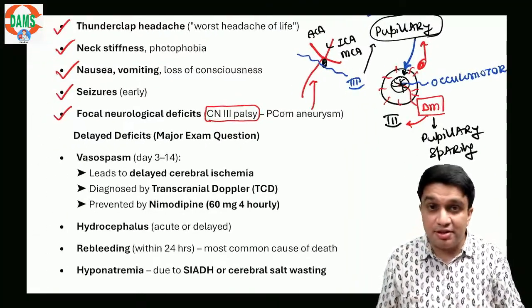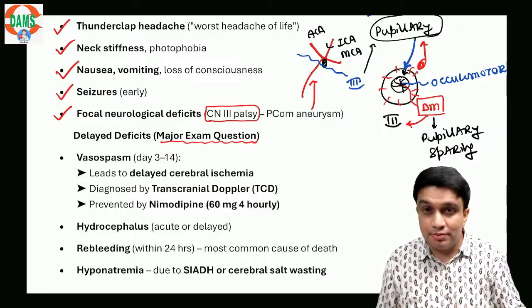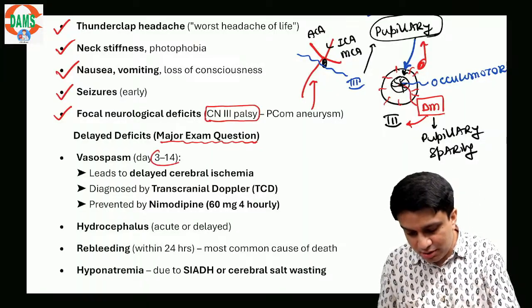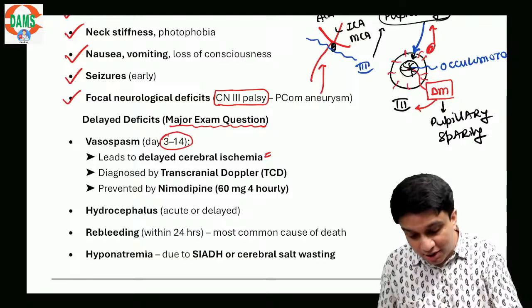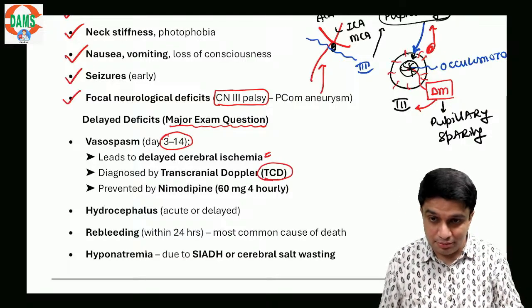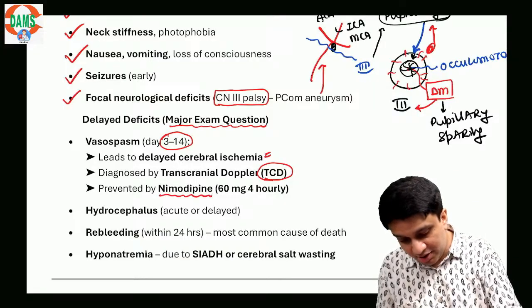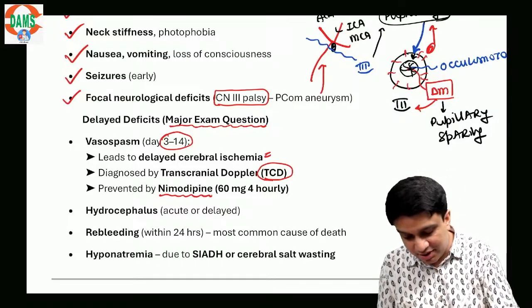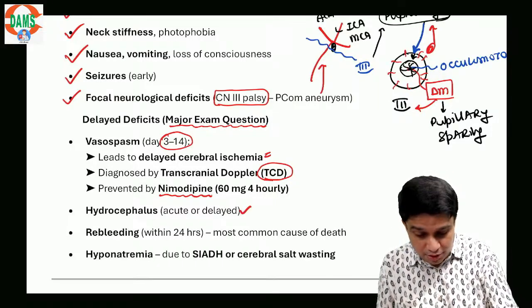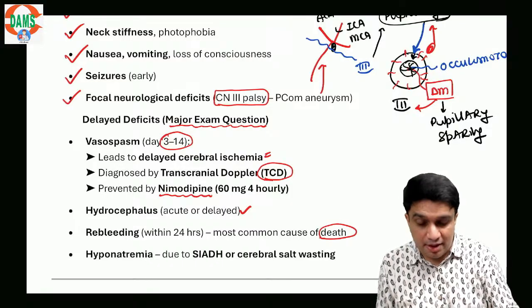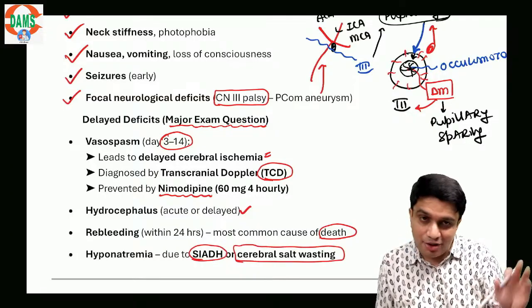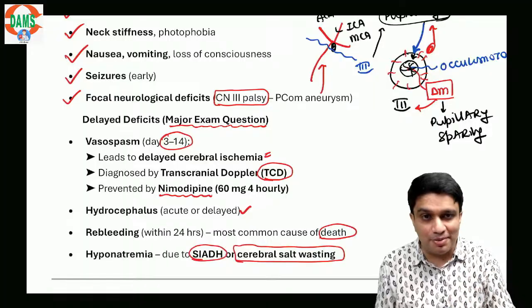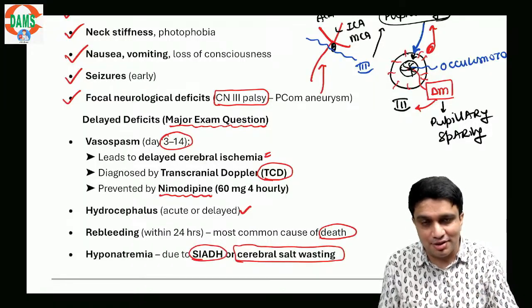Now delayed deficit is a major exam question. Vasospasm happens within 3 to 14 days, leading to delayed cerebral ischemia. Diagnosed by what? Transcranial Doppler. Nimodipine is a drug that you can give to the patient. Hydrocephalus occurs, rebleeding occurs, and it is the most common cause of death that we see in the patient. And hyponatremia occurs due to SIADH or cerebral salt wasting. Yes. In the classroom, I always teach cerebral salt wasting, but SIADH also happens. As given in Harrison, both the things can coexist.